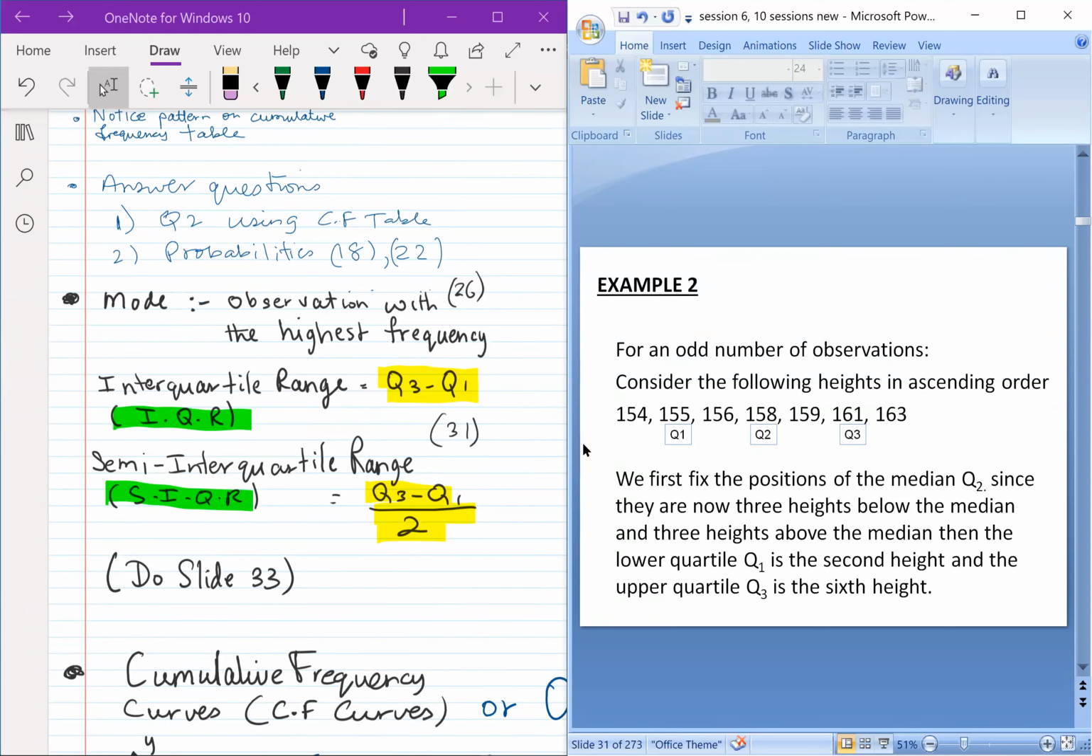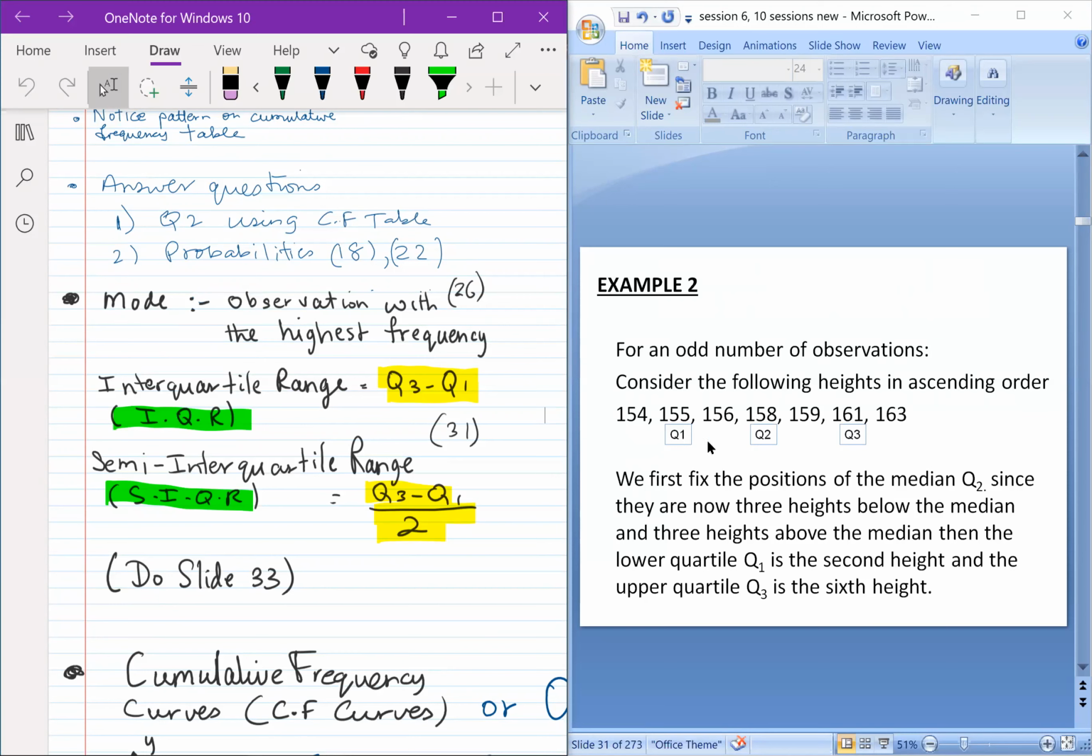So this number here would be the middle quartile, or the median, Q2. The lower quartile is the middle of the lower half of the data. So this is the lower half going this way, and the middle of that would have to be this one here, that 155. So that would be Q1.